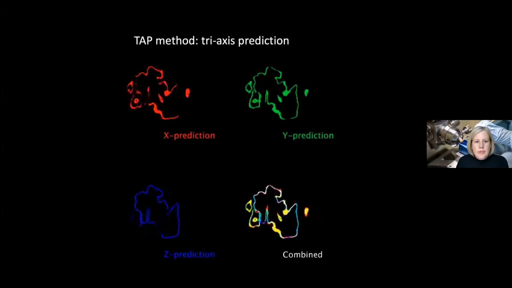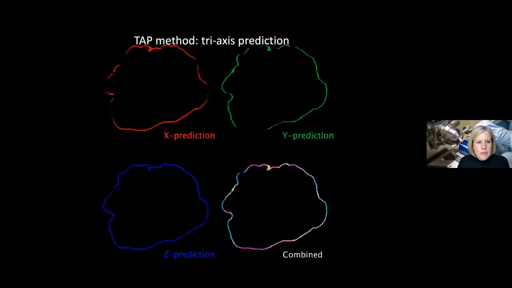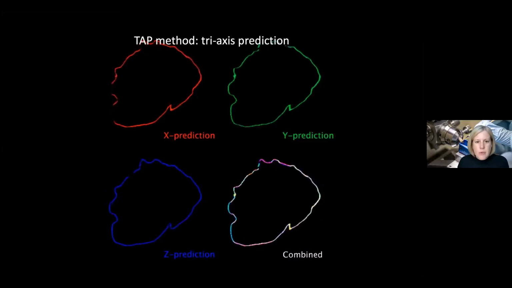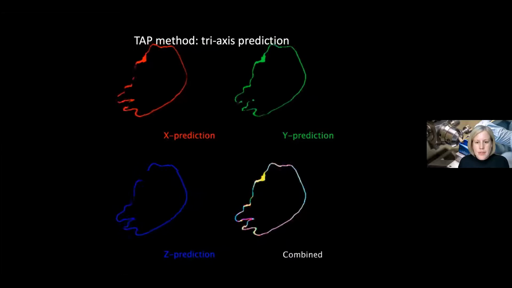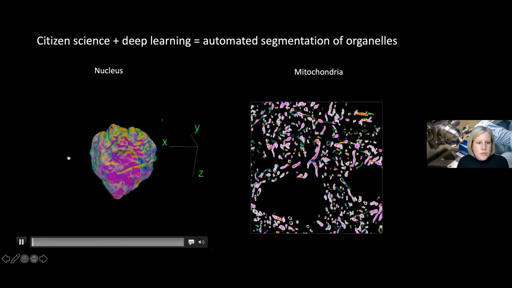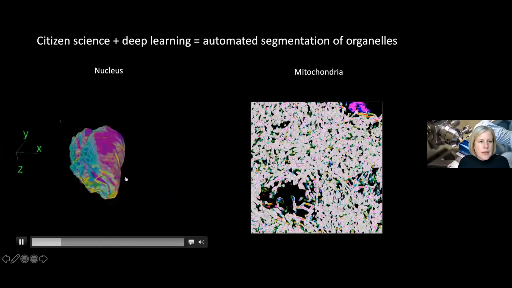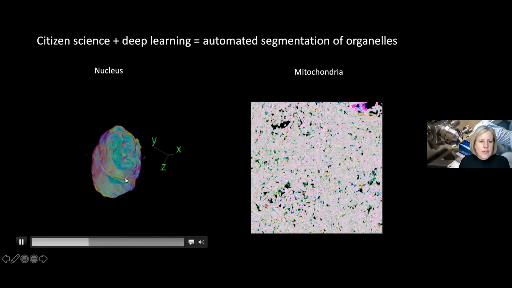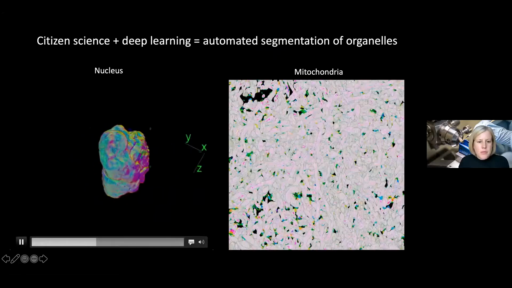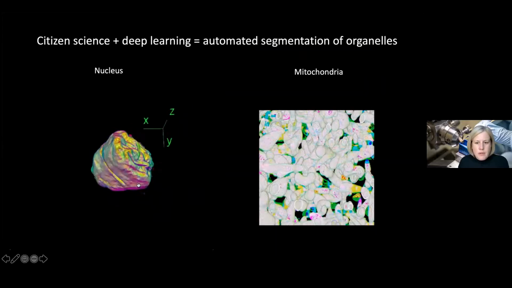One thing that we need to do to get that is to use this TAP method, tri-axis prediction. So we run the model over the data in all 3 directions, which fills in any missing gaps. And that gives us beautiful 3D reconstructions of the nucleus. And we're working on running the algorithm across lots of different data types from different microscopes and with different cells and tissues to make sure that it generalizes.